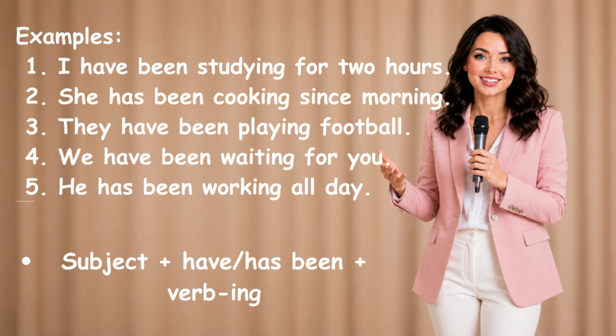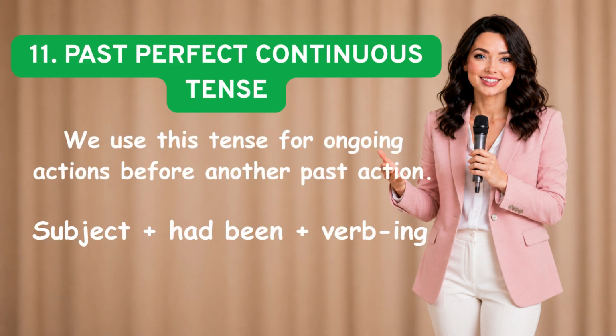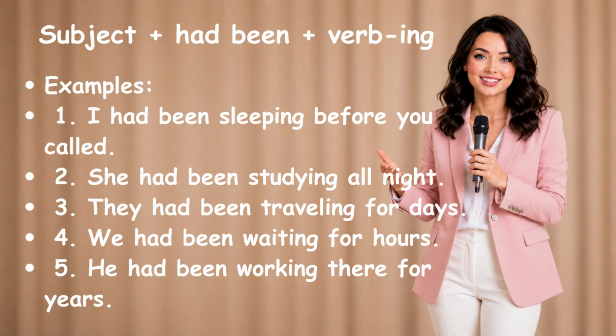11. Past perfect continuous tense. We use this tense for ongoing actions before another past action. Structure: subject plus had been plus verb-ing. Examples: 1. I had been sleeping before you called.